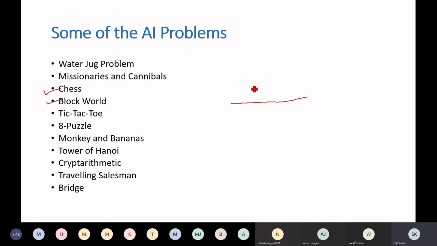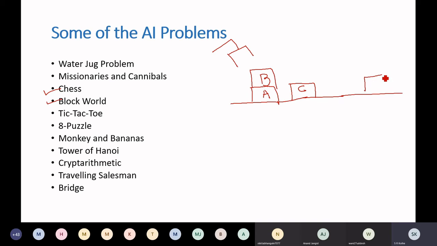In the block world problem, there is a table. On this table, there are blocks of the same size. For example, 3 blocks are there. Suppose this is block A, this is block C, and this is block B. There is a robot arm. This robot arm is used to transfer these blocks. So this might be your initial state.